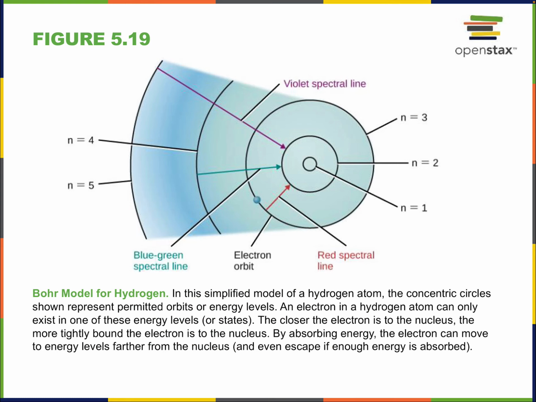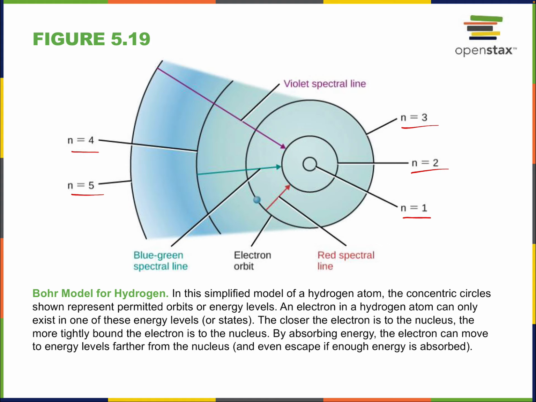Okay, what does that look like? Well, imagine we have an energy level here, n equals 1. That's the lowest energy level. The electron cannot physically get closer to the nucleus. It just can't. It will never happen. Then we have n equals 2. That's the next higher energy level. n equals 3, and so on, 4 and 5.